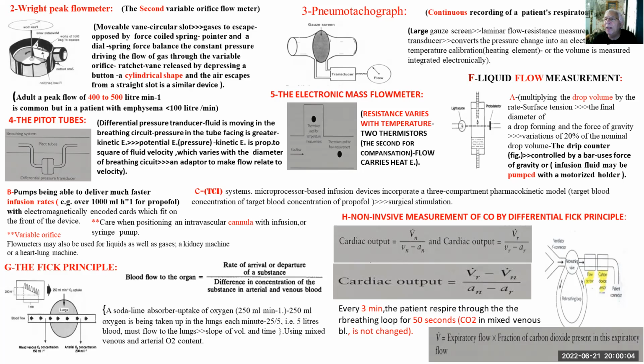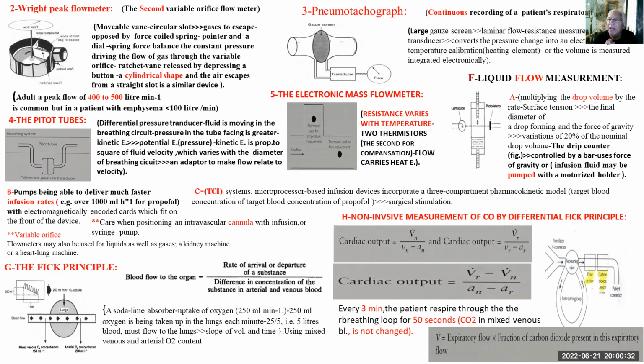Of course, this is an invasive technique. We use the mixed venous blood to estimate the carbon dioxide content, and then we use the arterial line for the oxygen content. So we have 2 contents. The difference of the 2 contents: suppose it is 20 mL/dL in the arterial and 15 in the venous, the difference is 5.